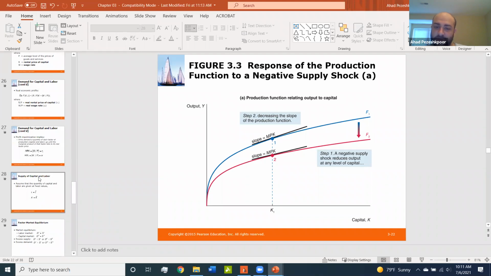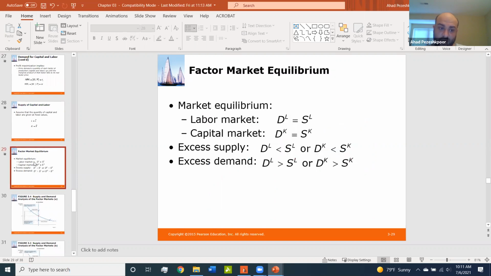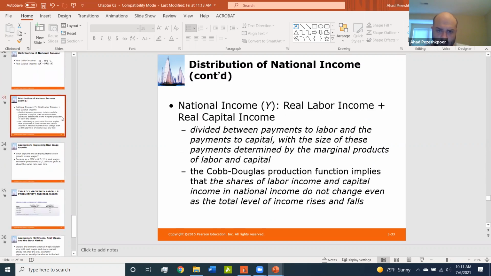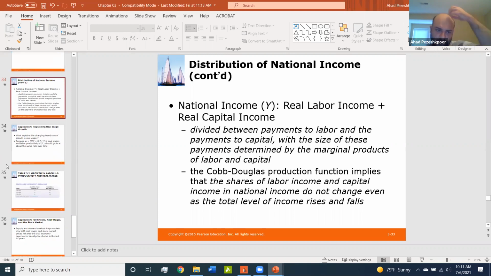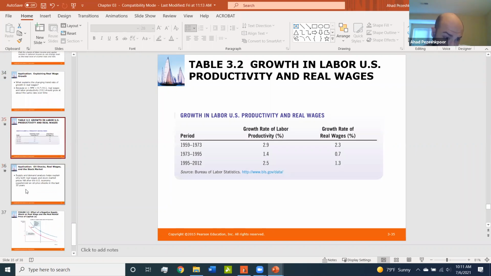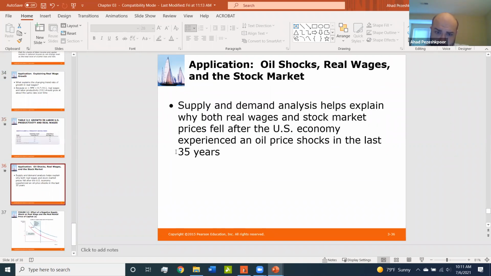This diminishing marginal product is a very important law. Yeah, a very important rule in economics. We talked about national income. We talked about this, real labor income plus real capital income. The United States was number one in this area.